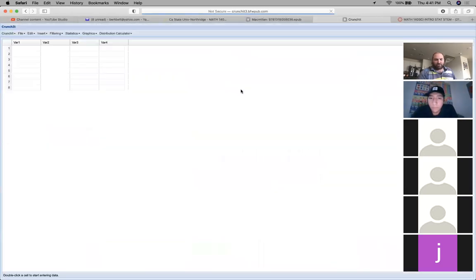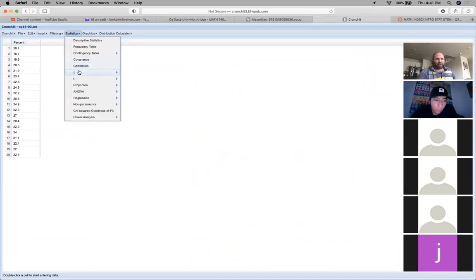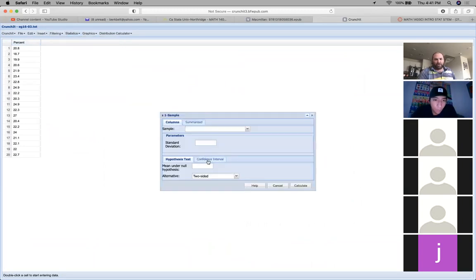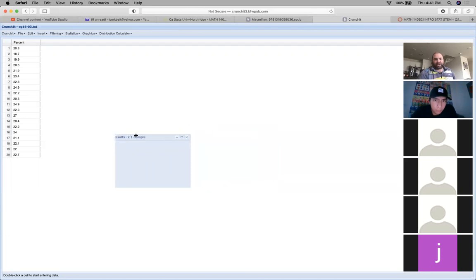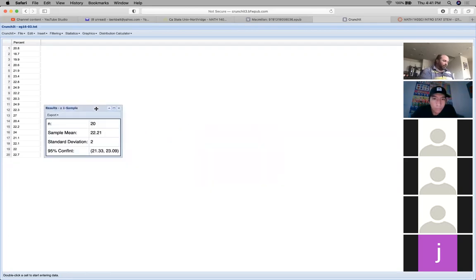So I crunch it and go to statistics again, Z, 1 sample, confidence interval, sigma is 2, sample percent, and I have my answer, which now it's letting me move. Okay, so get out of the way. That's the confidence interval for Z.